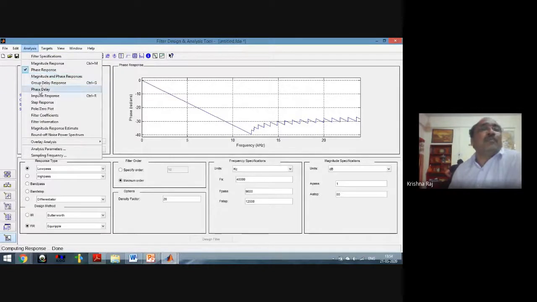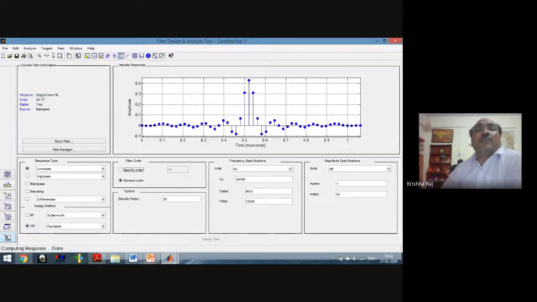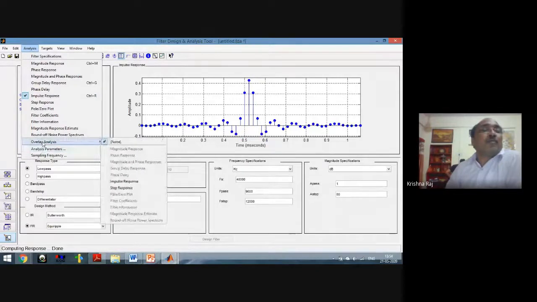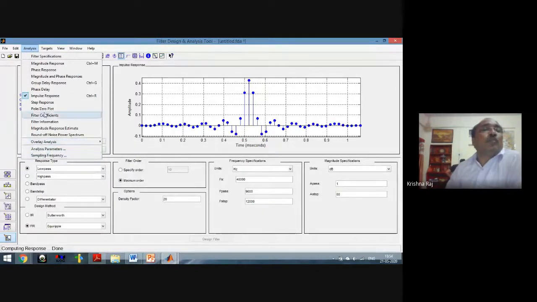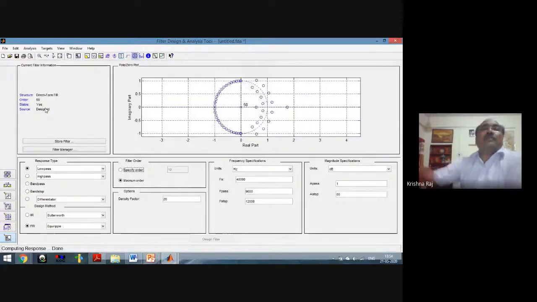Now see here, suppose an impulse is given as the input to this system, then after this disturbance, how will the response be? This will be the impulse response of the system here. Similarly, if we are interested in the pole zero plot of that system, it tells us the order of the system and what the poles and zeros are.